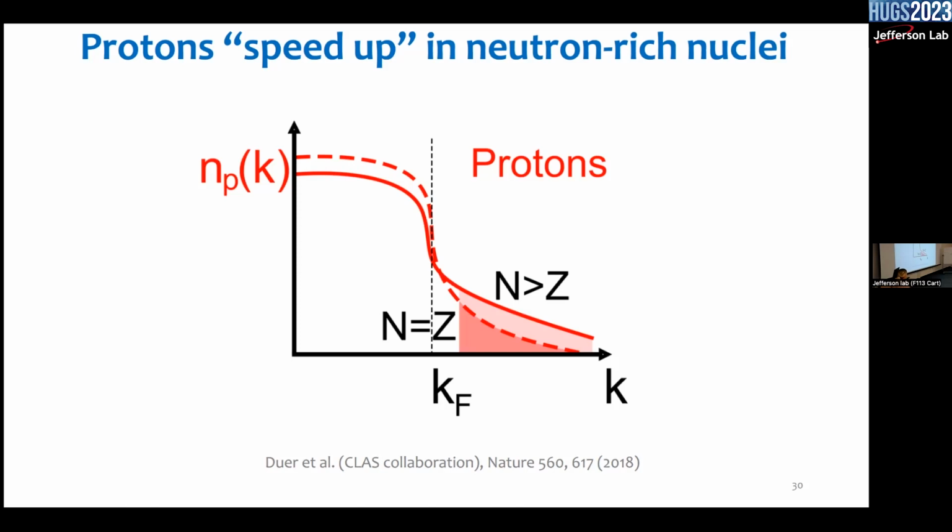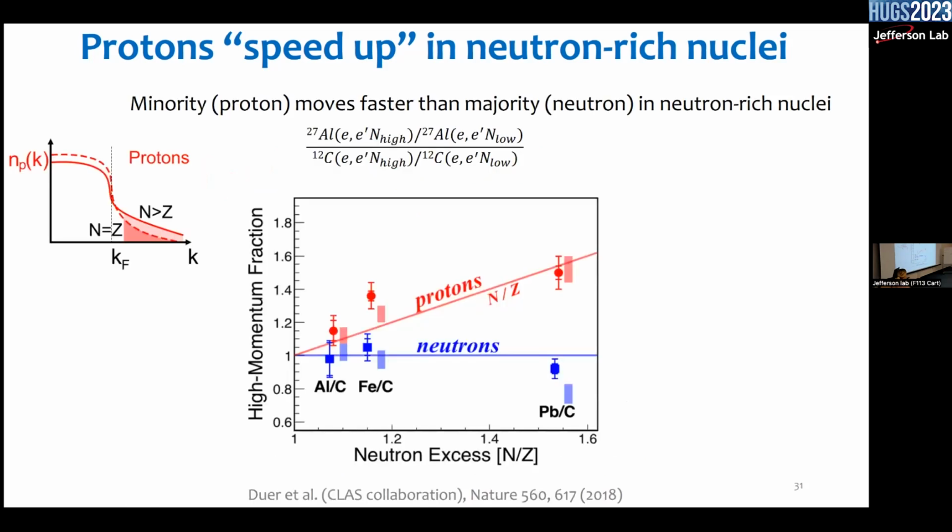So this would be the density distribution for protons. We have evidence of this from the same experiments with a lot of data mining. They take the minority proton that moves faster than the majority, which is the neutrons in neutron-rich nuclei. So you can construct ratios, what's called the high momentum fraction. You take your observation of a proton or neutron in the short range correlation, in the high momentum tail, and compare it to one in the mean field. Then we take the double ratio because a lot of things cancel and it makes it a lot easier.